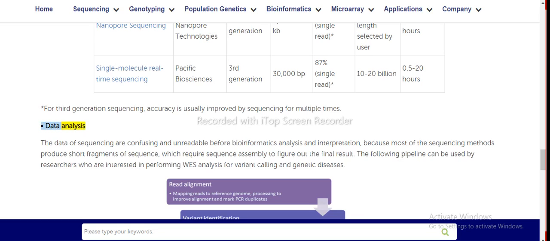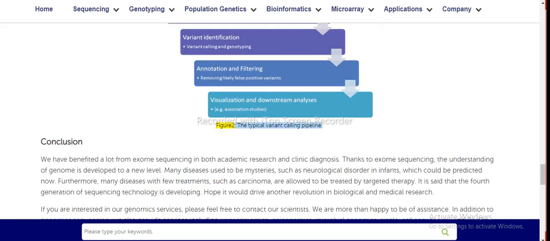Data analysis. The data of sequencing are confusing and unreadable before bioinformatics analysis and interpretation, because most sequencing methods produce short fragments of sequence, which require sequence assembly to figure out the final result. The following pipeline can be used by researchers who are interested in performing WES analysis for variant calling and genetic diseases. Figure 2. The typical variant calling pipeline.